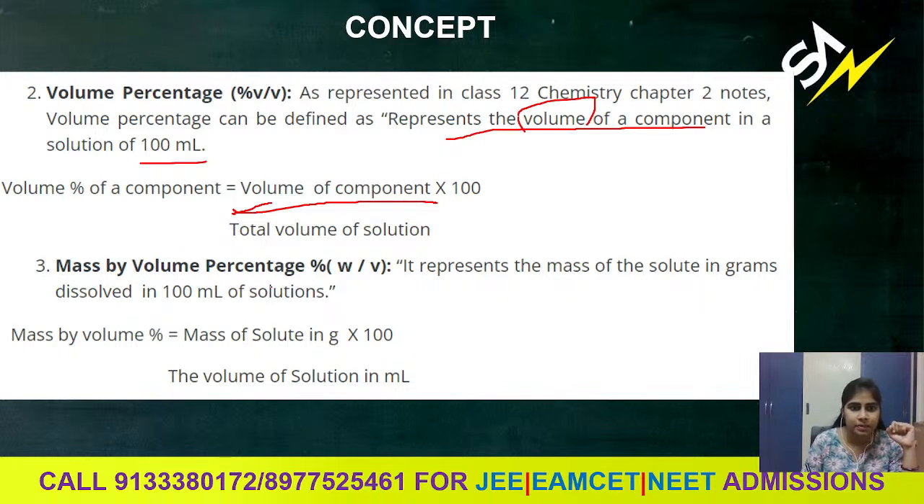And next, weight by volume percentage, that is shown by this. Here we need to mix both mass and volume. It represents the mass of the solute in grams dissolved in 100 ml of solution. That is, the mass percent by volume is equal to the mass of the solute which we take in grams divided by the volume of the solution which we take in ml, into 100. This gives mass by volume, that is W by V percentage.